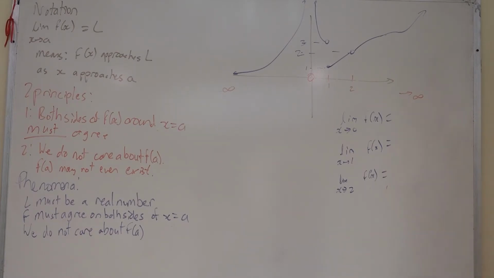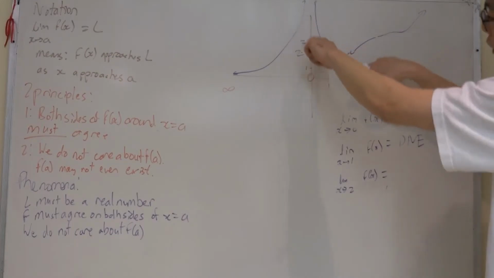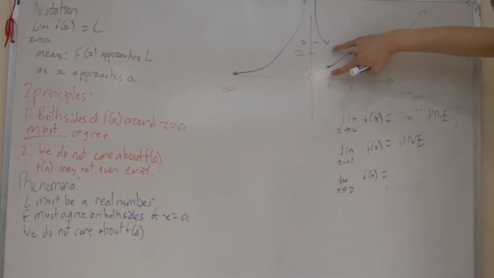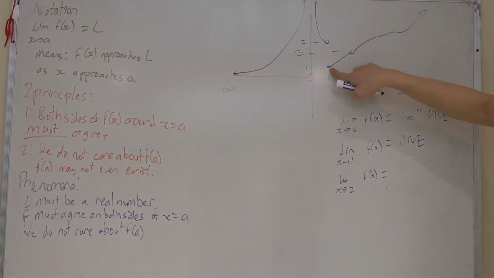So here, in the first case, it's infinity, but really the answer is it doesn't exist. Here, it does not exist. The reason being because as x approaches 1, the 2 sides of the function don't agree. The approach is not similar, right? This guy says, I'm approaching 3, and this guy says, no, I'm approaching 1.